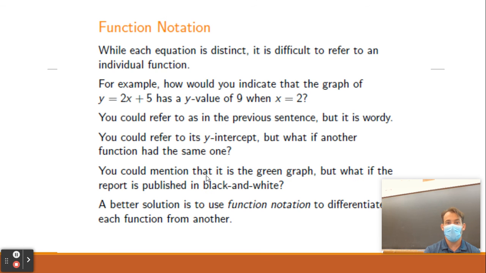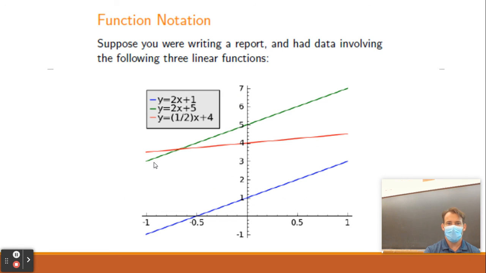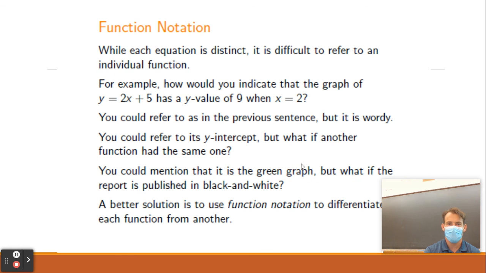So then we might end up having to say something like, if y equals 2x plus 5, that has a y value of 9 when x is 2. How would you indicate that? Okay, so here is our 2x plus 1. Now, how do we indicate that we're talking about 2x plus 5 instead of 2x plus 1? It's really awkward. You could refer to it in this sentence here, but it's very wordy to do this.